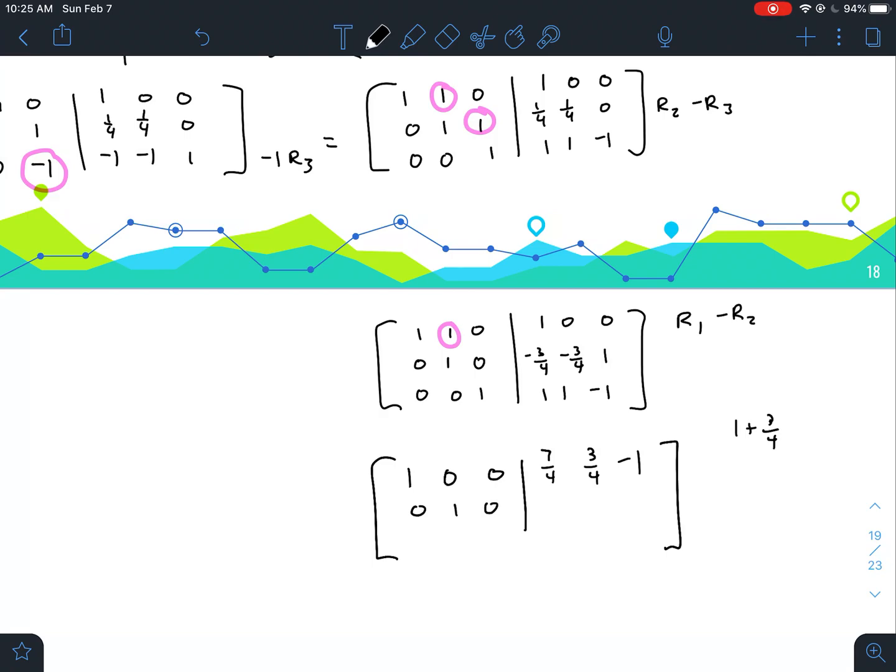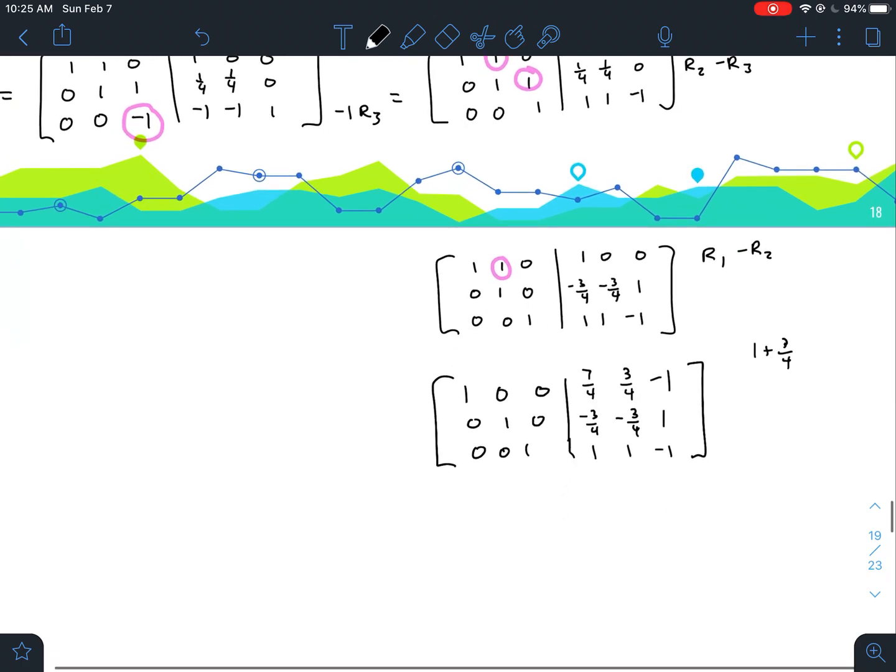So 1, 0, 0, 1, 0. Then negative 3/4, negative 3/4, 1. And then 0, 0, 1. And then 1, 1, negative 1.